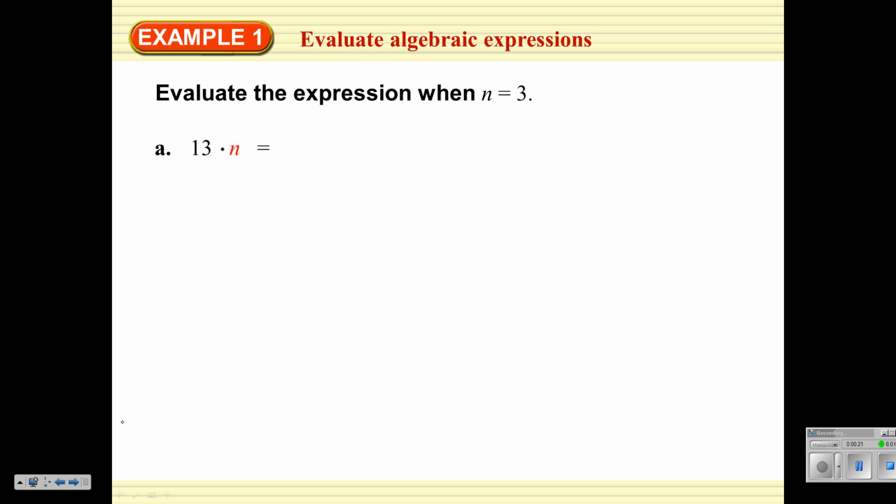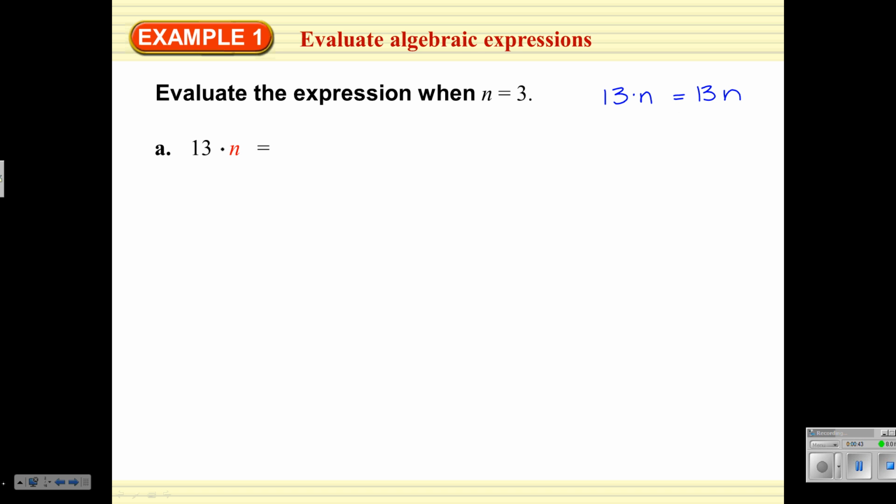Okay, letter A, evaluate the expression when n equals 3. Just so you know, the expression is technically 13 times n. It has an equal sign here because we're getting ready to evaluate it. In other words, you can write it 13 times n, or you can write it 13n, just FYI.